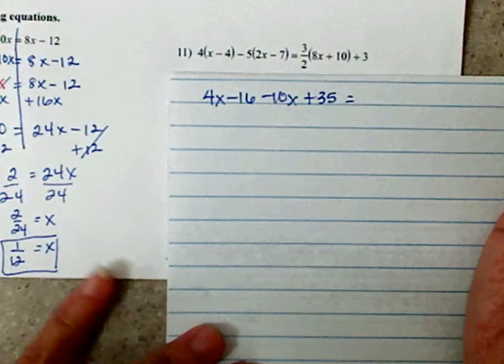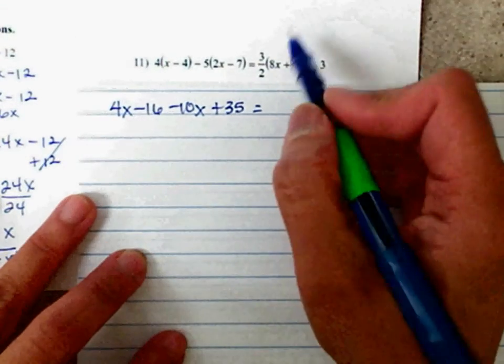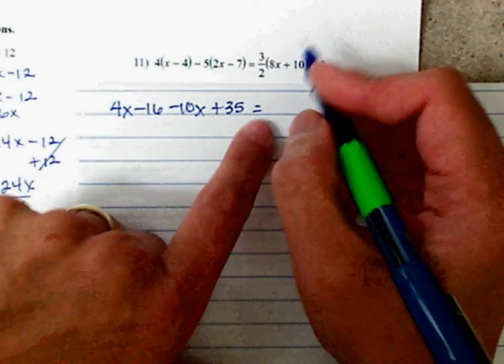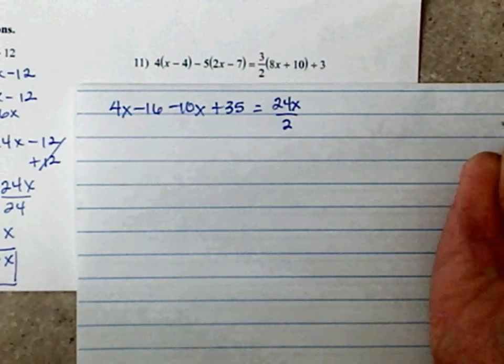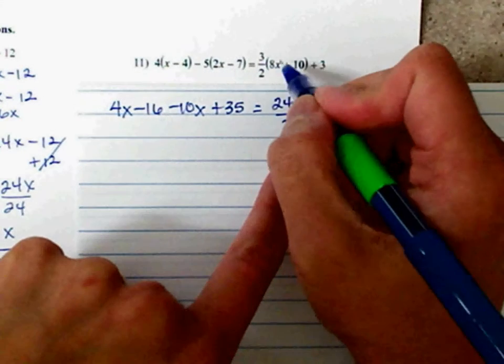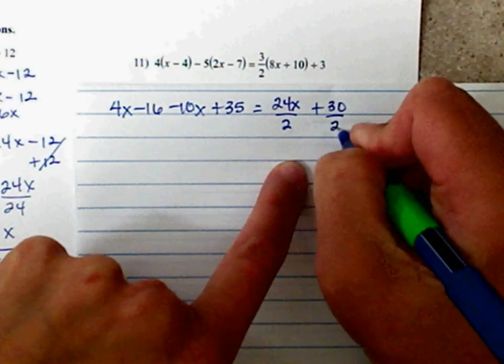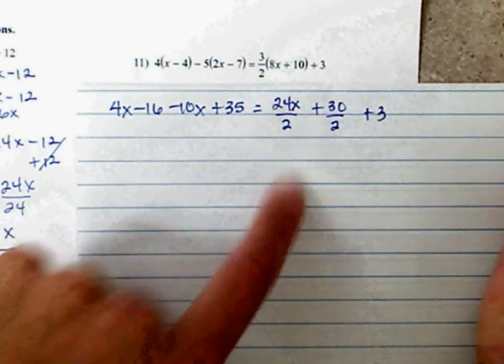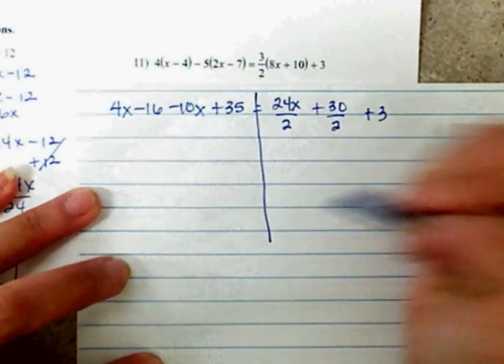All right. Here you have 3 halves times 8x. So 3 times 8x is 24x over 2. You can come back and simplify in a little bit. Multiply across. 3 times 10 is positive 30 over 2. Bring down your 3. And now you can simplify. If you need to draw that line, please do so.